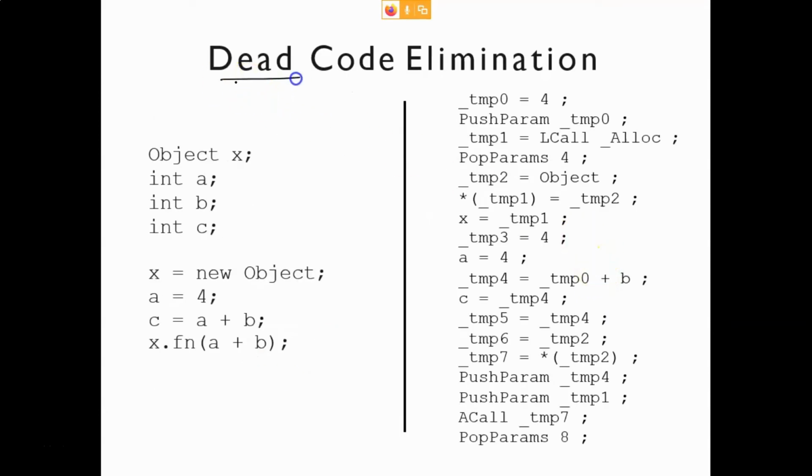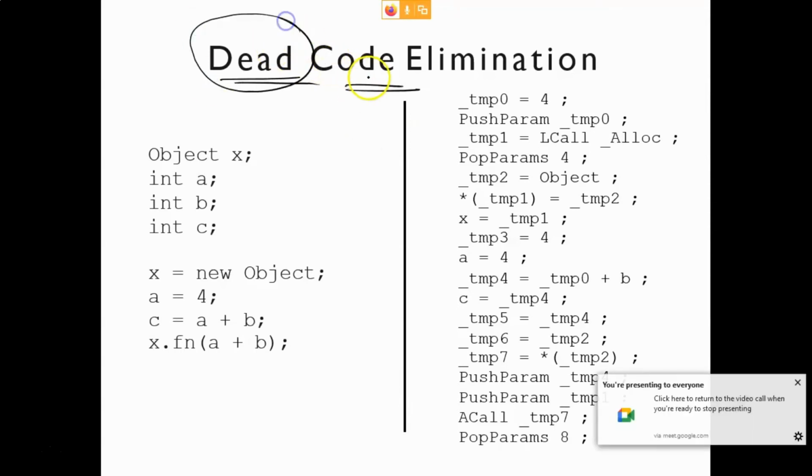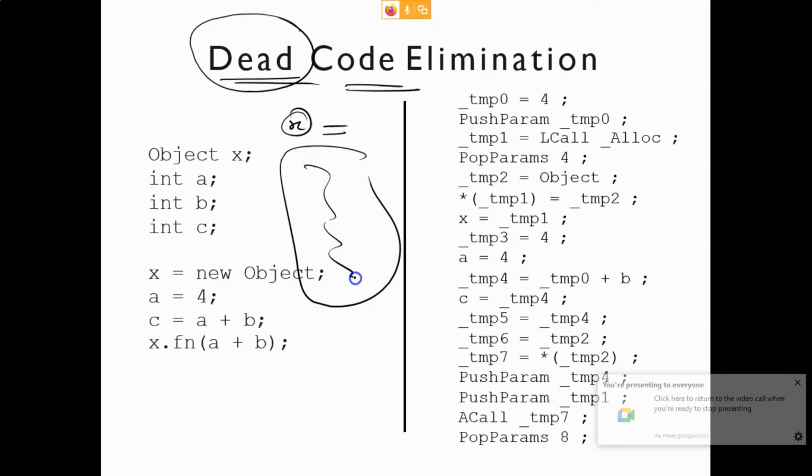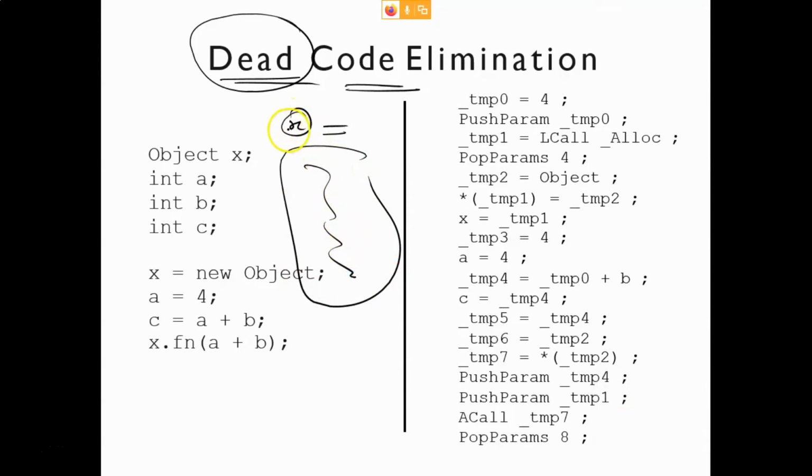Now we will see something called dead code elimination. We have already seen this in the last class, and let's see it again. Dead code elimination means that if you are defining some variable and you are not using this variable again, then this is a dead assignment, a dead definition, or a dead variable. So you can remove this.